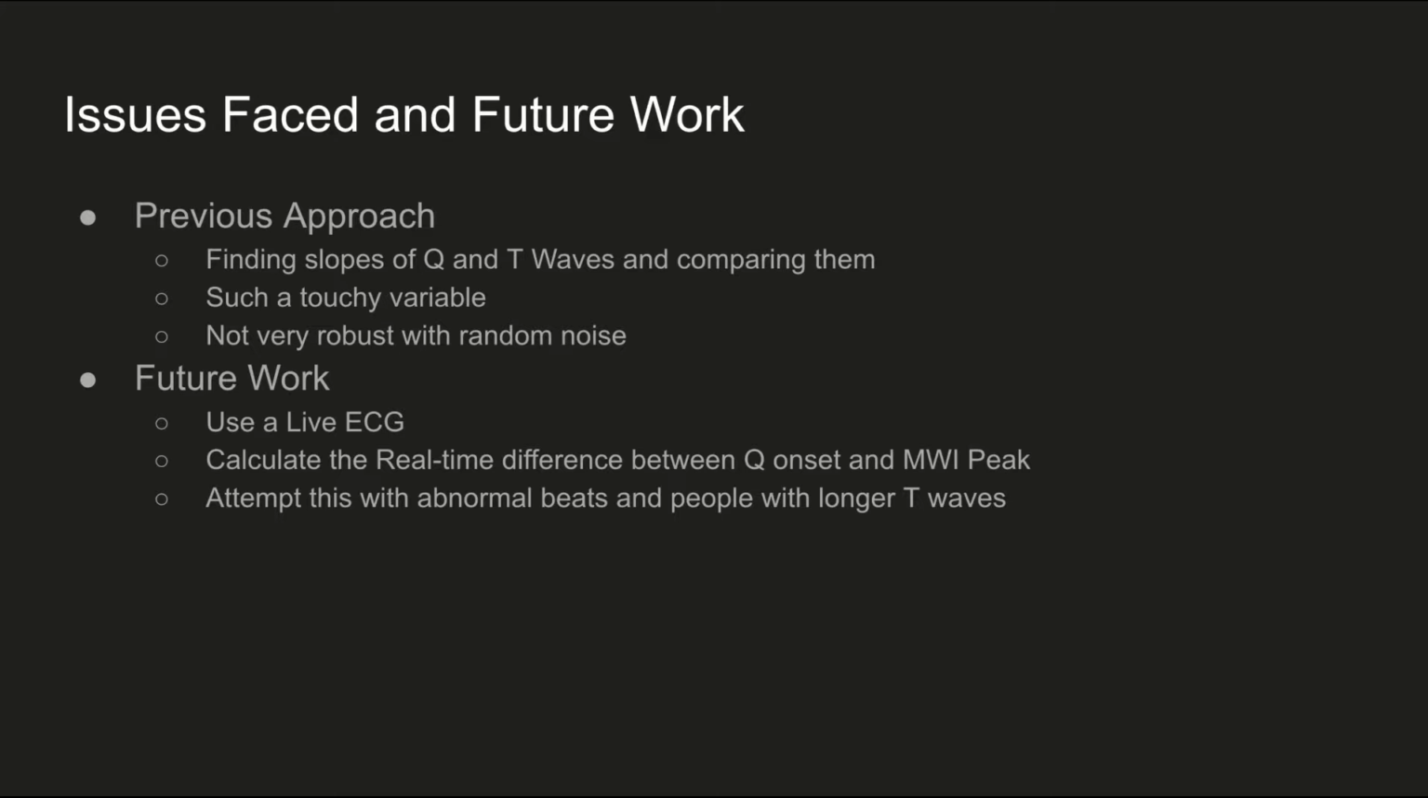In future work, I would like to use a live ECG, something I didn't do this time. I'd like to calculate the real-time difference between the Q onset and the MWI peak, because it's just an assumption and there is variation between those two. And I'd like to attempt this with abnormal beats in people with longer T waves to see if there are any differences in the MWI peak ending, kind of getting at assumption 1 right there.